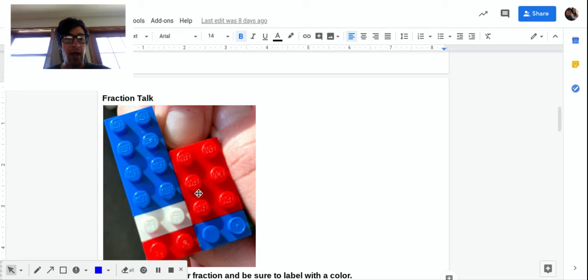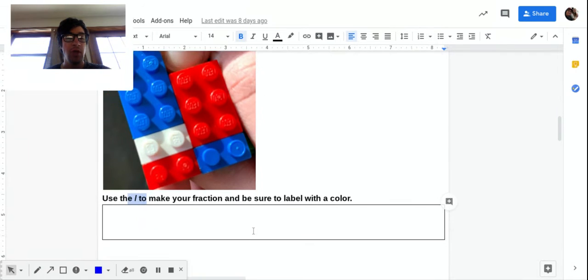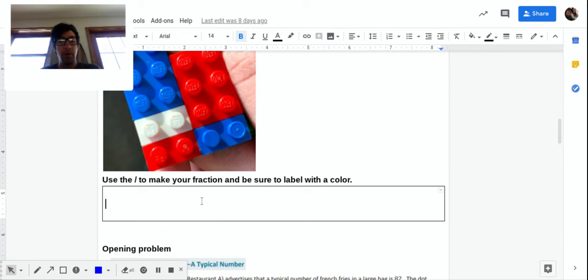Okay? I can see that there are 1, 2, 3, 4, 5, 6, 7, 8, 9, 10 blues. So do not type 10 blue. This is what people are typing. They're typing 10 blue and turning it in. That's not a fraction. That's a number. Fractions are numbers, but that's not a fraction.